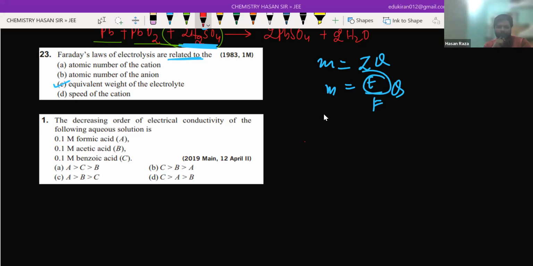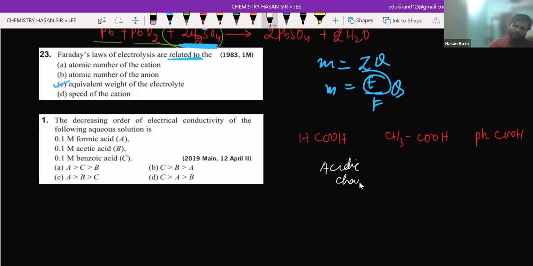The decreasing order of electrical conductivity: the one which gives ions easily will have more conductivity. So see, this is your HCOOH, this is your CH3COOH, and this is your PhCOOH. If you remember in organic chemistry, acidic character is directly proportional to the minus I electron withdrawing group and inversely proportional to plus I, plus R and minus R. The group which has the tendency to donate electrons will be less acidic.